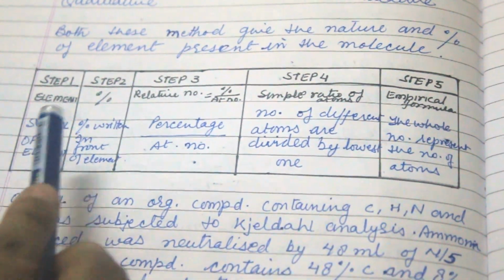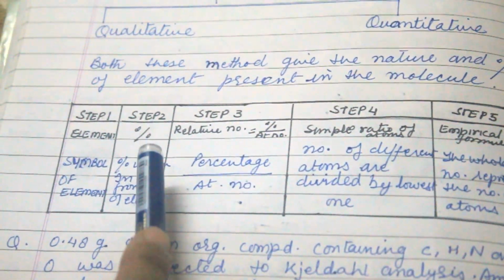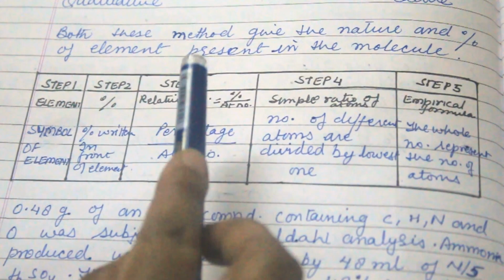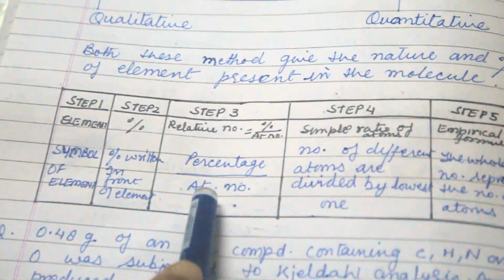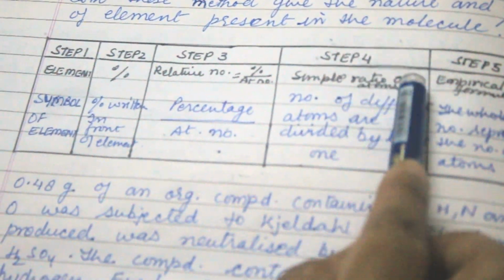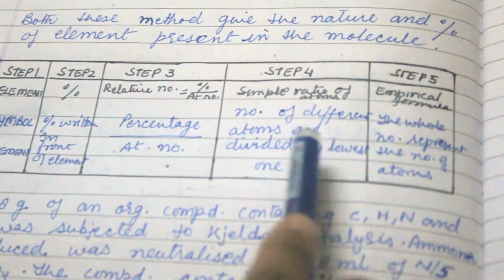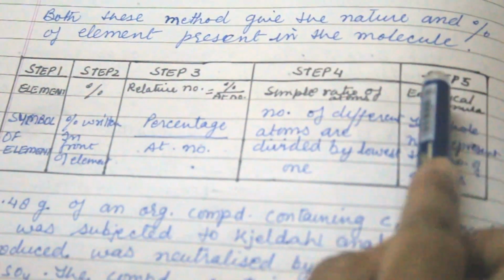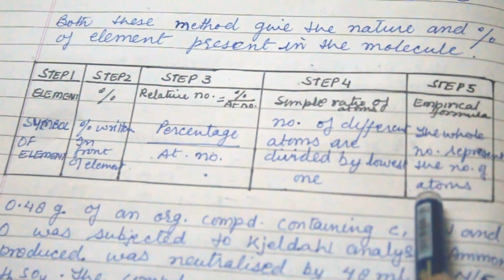In the first column we write down the symbol of the element. Second, we write down the percentage. Third, we write down the relative number of atoms, that is percentage upon atomic mass. In the fourth column, we write down the simple ratio. In this, the numbers of different atoms are divided by the lowest one. In the fifth step, we have the whole number representation of the number of atoms.